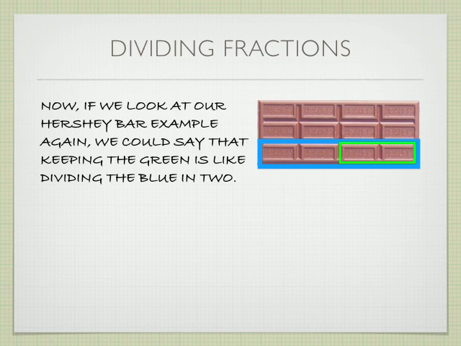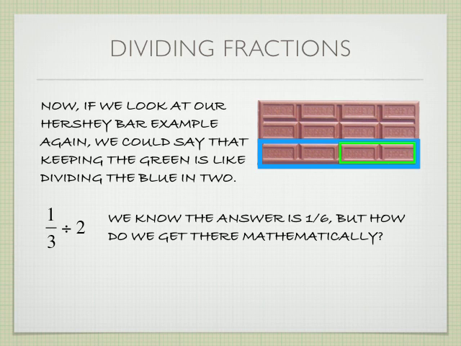Dividing fractions. Now, if we look at our Hershey's bar, we could say that keeping the green part is like dividing the blue part in 2. So that's like 1/3, my blue part is 1/3, divided by 2. I know my answer is 1/6, but how do I get there mathematically? Here's my logic. 1/3 divided by 2, dividing by 2 is the same thing as multiplying by a half, so I get 1/6. And that logic, even though dividing by 2 and multiplying by half might make a lot of sense, in this case, it might not make a lot of sense in general.